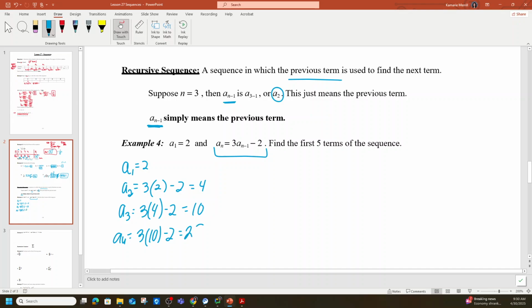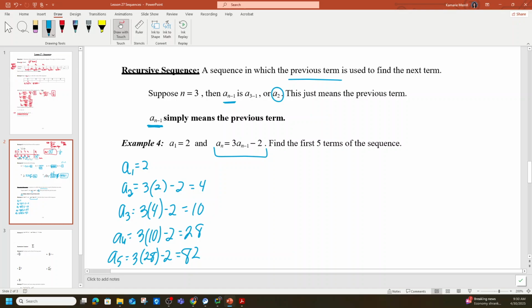What did you guys get? 28? Am I doing that right? And then my 5th term, I would need 3 times my previous, and then minus 2. 3 times my previous puts me at 82, right? Okay. Do you guys feel okay about a recursive definition and seeing it in a different way? Alright, there's explicit and there's recursive.